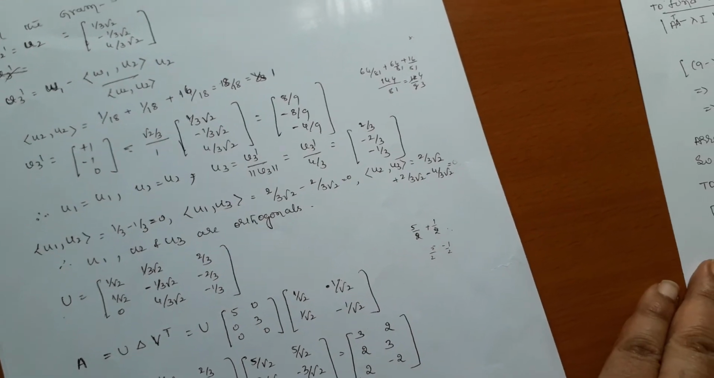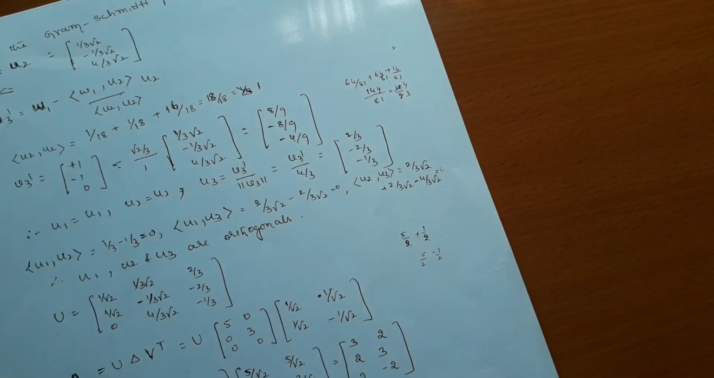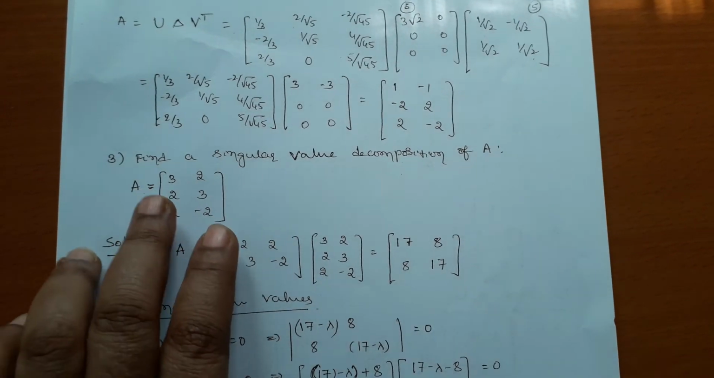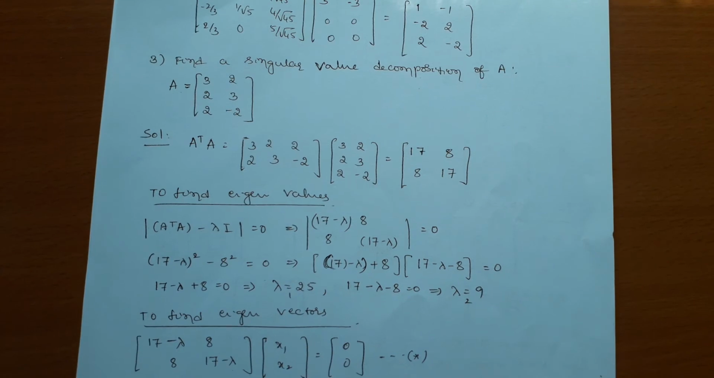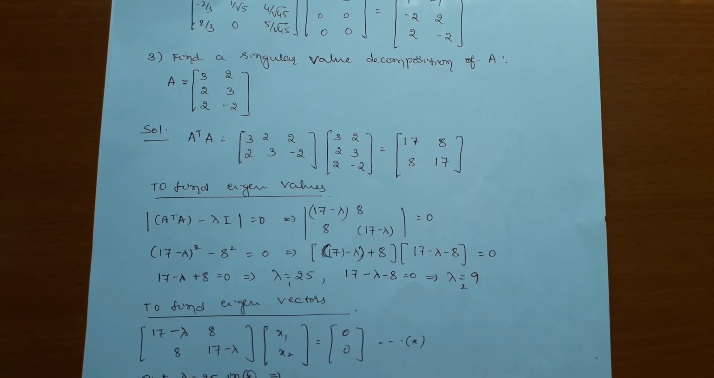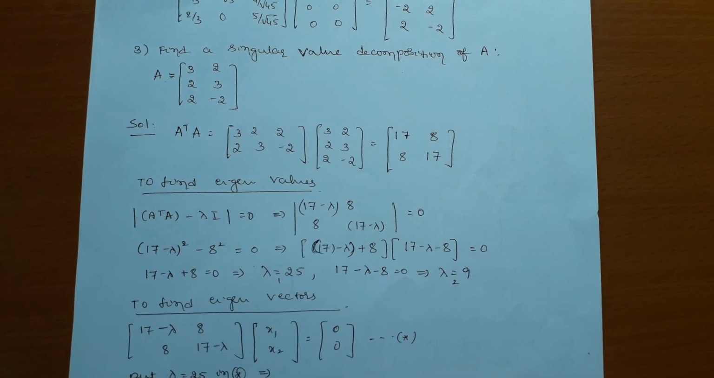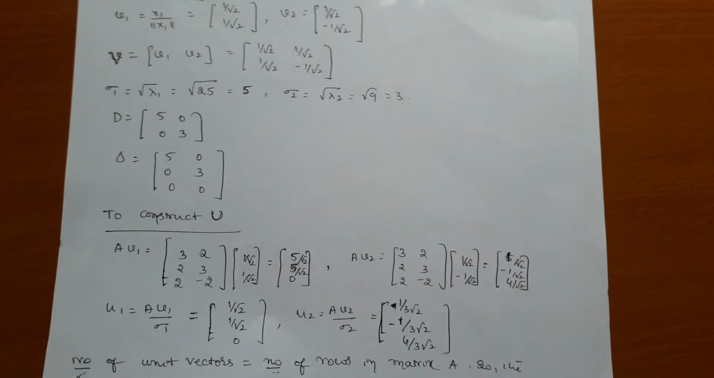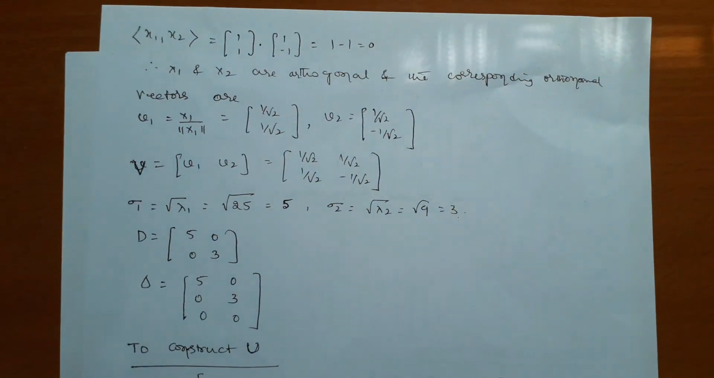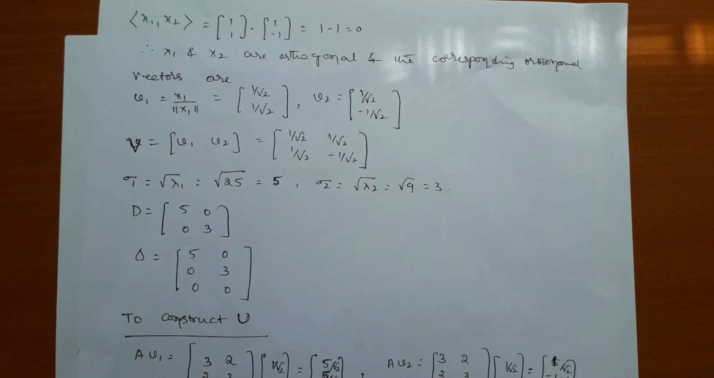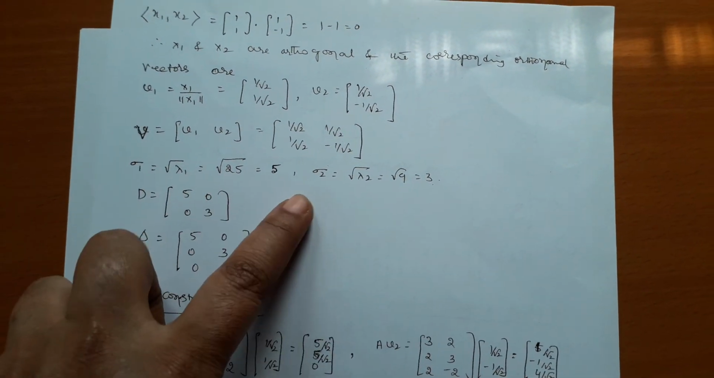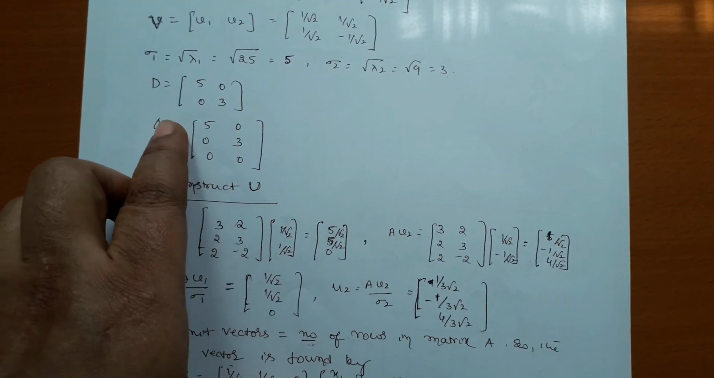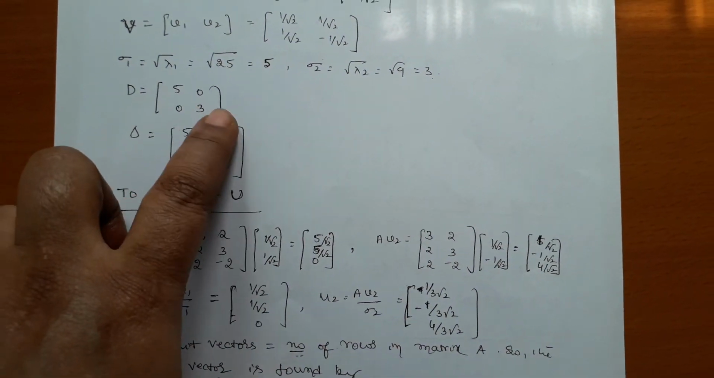Before winding up, observe once again that this problem has 3 rows and 2 columns. You find A transpose A and then find the eigenvalues. Keep the eigenvalues in decreasing order, largest to smallest, and find the corresponding eigenvectors. The inner product of x1 and x2 must be 0 here, and then V is x1 by norm of x1 and x2 by norm of x2. Then you find sigma 1 and sigma 2, which gives the D value, and then you write the delta value based on these.